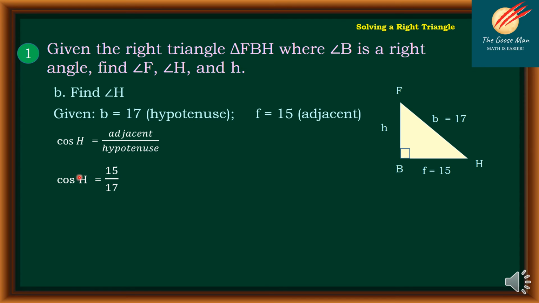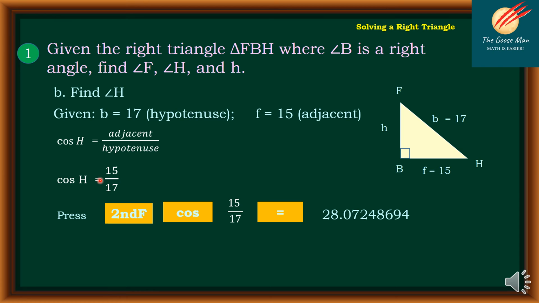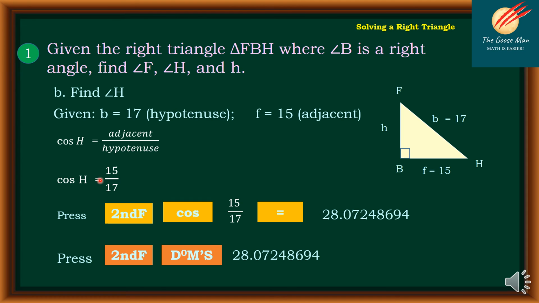But I want to find out the H. So that is why I'll use the scientific calculator such that I'll press second function cosine 15 over 17, equal sign, so I'll come up with 28.07248694. Again, if I want to convert this into degrees, minutes, and seconds, I press second function DMS, then 28.07248694, equal sign, so I'll come up with 28 degrees, 4 minutes, and 20.95 seconds.